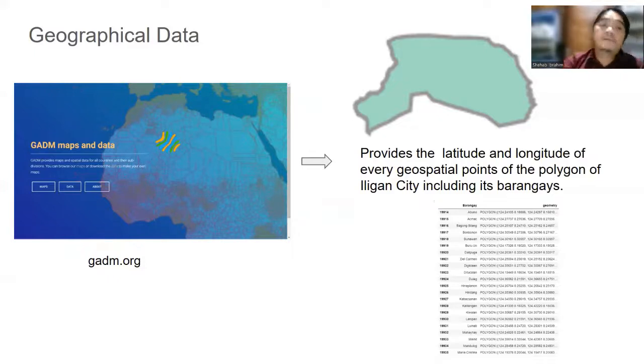So the GADM will give you multi-polygon or polygons for every barangay. Now these polygons contain actually multiple points on every side of the polygon, or every point in the polygon.